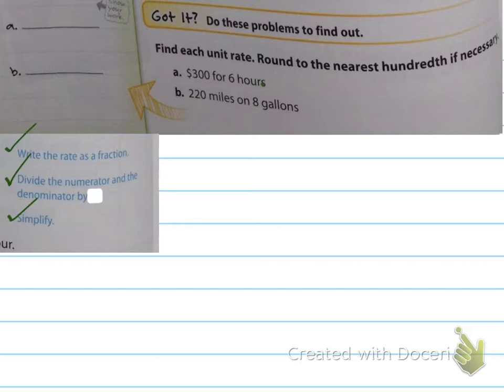So when we were given A, $300 for 6 hours, you're going to write that as a rate as a fraction, and then divide numerator and denominator by 6, and then simplify it. I want you to do A and B on your own, so I'd like you to pause the video now, and I want you to write these directions down if you'd like, and then you can use it for both. You can almost put one section here, one section there. So go ahead and do those now. Pause the video.